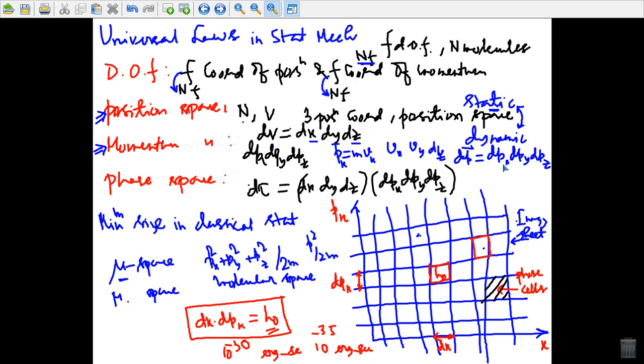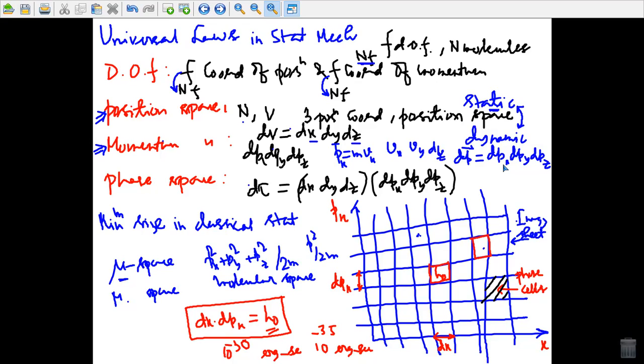Quickly move on to the phase space. The combination of position space and momentum space is known as the phase space, and thus the phase space has 6 dimensions, right? Three position coordinates and three momentum coordinates, all mutually perpendicular to each other. The position of a particle in phase space is specified by a point with 6 coordinates x, y, z, followed by Px, Py, Pz.